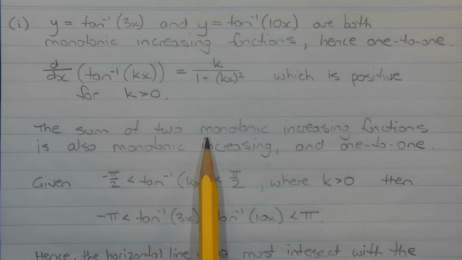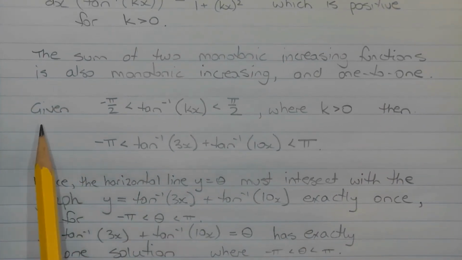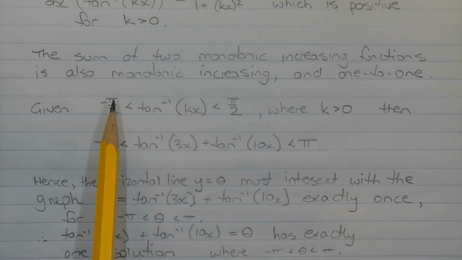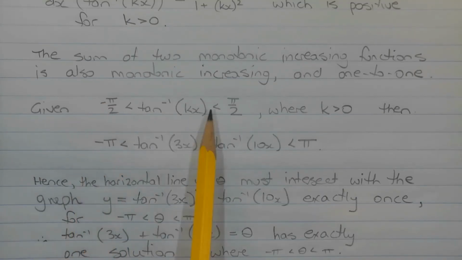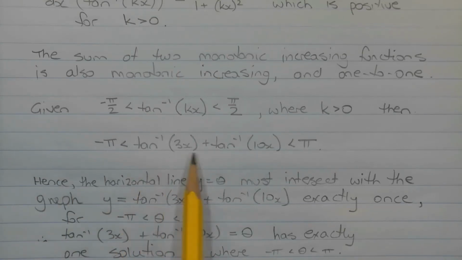Now the sum of two monotonic increasing functions is also monotonic increasing and one-to-one. Now given that inverse tan of kx for some positive value of k is greater than negative pi over 2 and less than pi over 2, also given the fact that it's monotonic increasing, then the sum of the two functions, inverse tan of 3x plus inverse tan of 10x, must be greater than negative pi and less than pi.